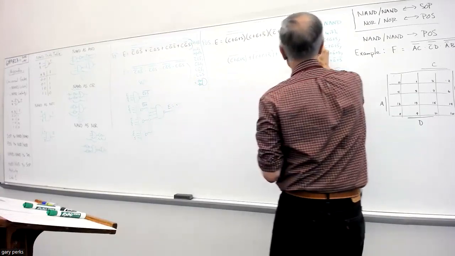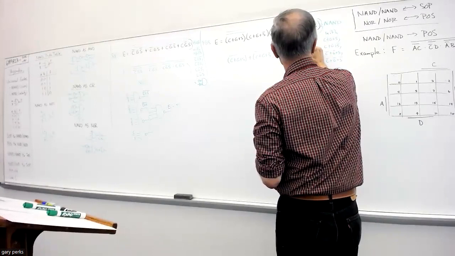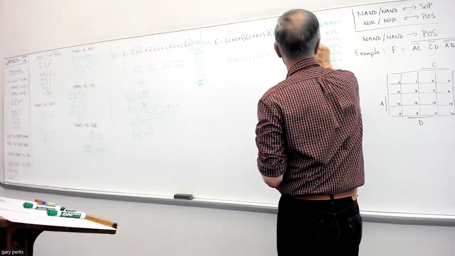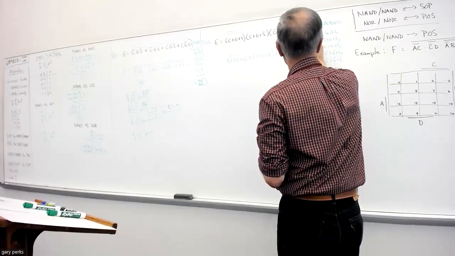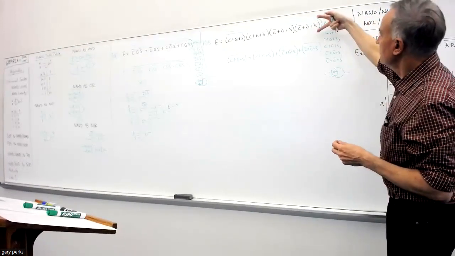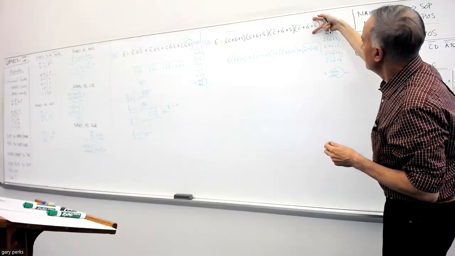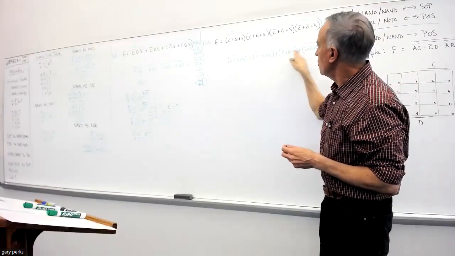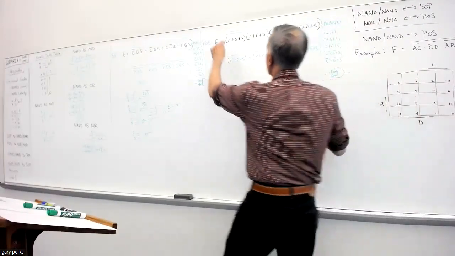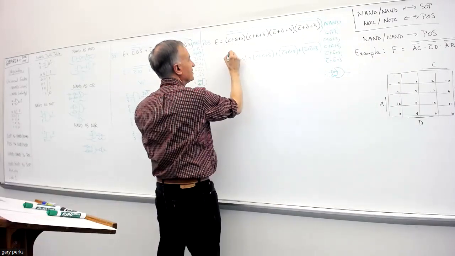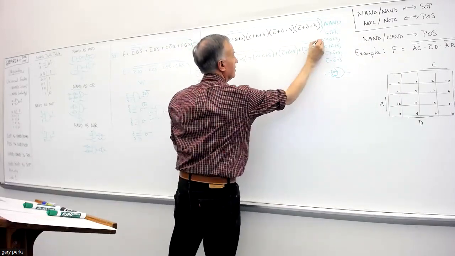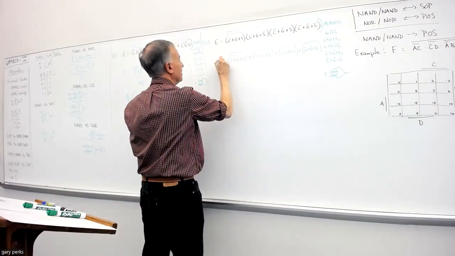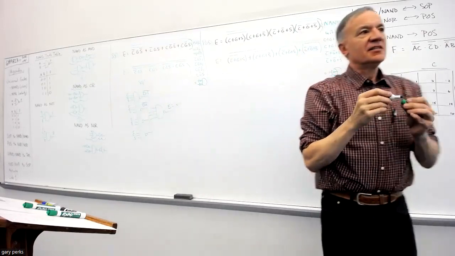Yeah, I can squeeze this one again. I'm running out of space. So you see what we did here? That's a NAND. And that's the same as an OR with inverted inputs. And then, of course, we put back this top bar. And look what we have.